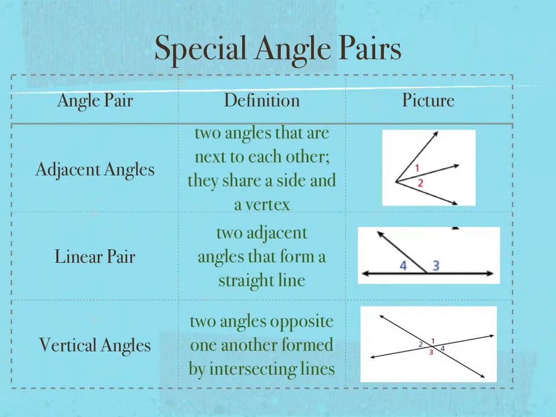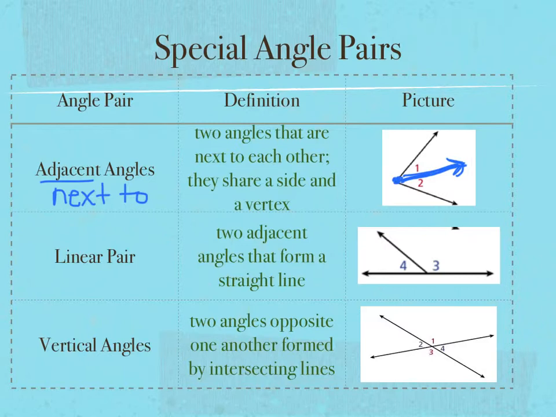Okay, these ones I want to make sure that we reiterate. Adjacent angles. What does adjacent mean? Next to, that's right. So adjacent angles are next to each other, and they share a vertex and one side. So like angles 1 and 2 here are adjacent angles. See how they're right next to each other and they have this side that they share in common? Okay, those are adjacent.